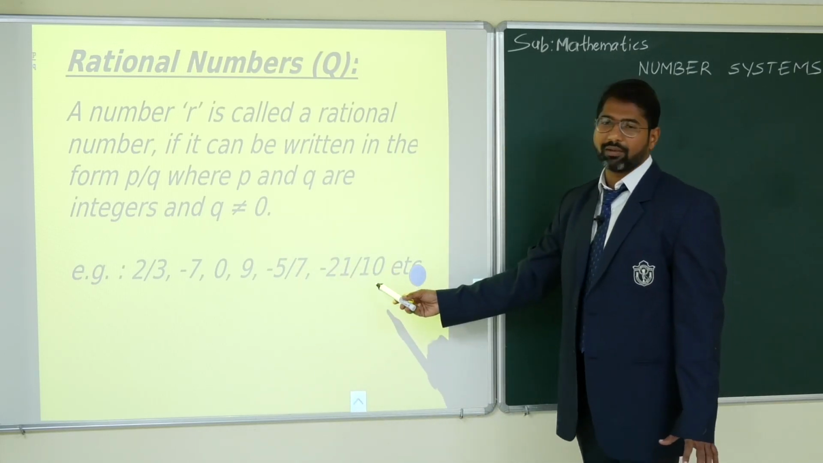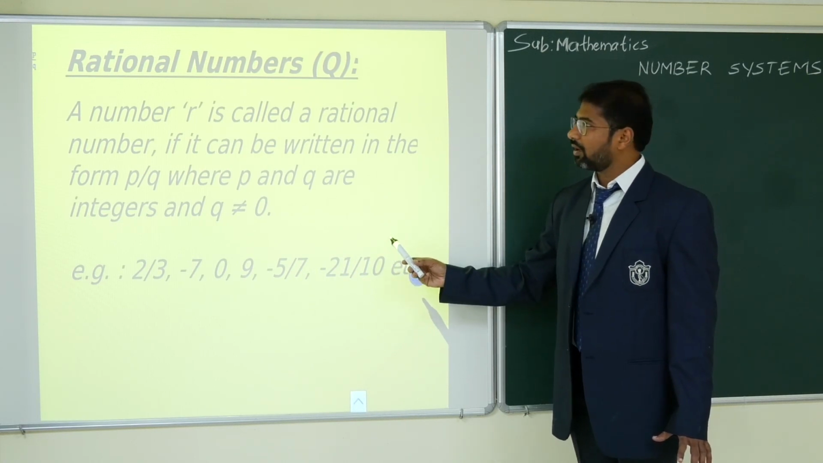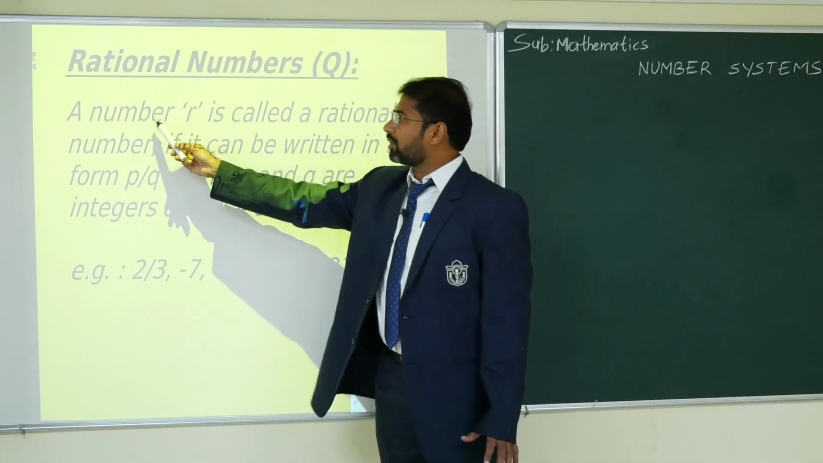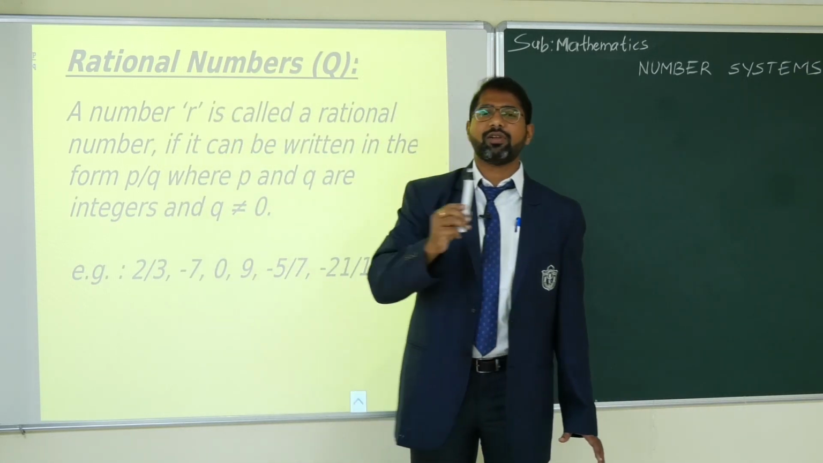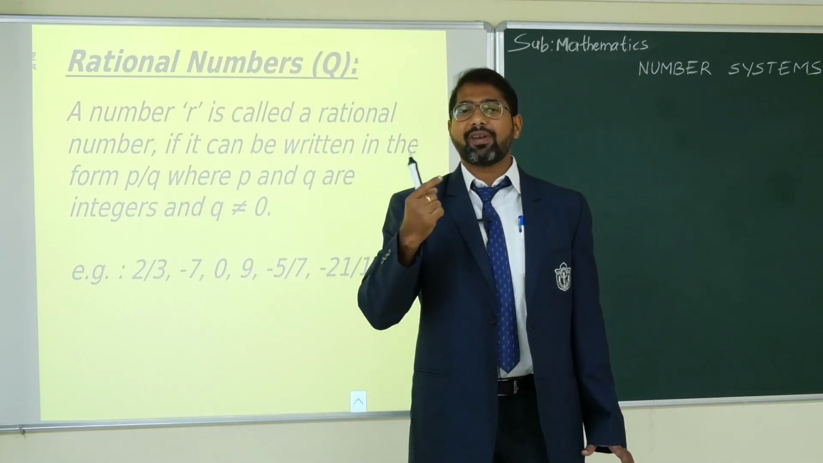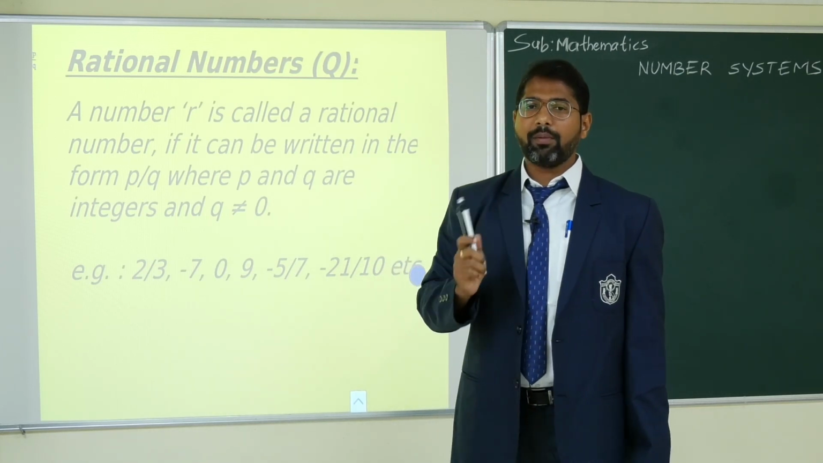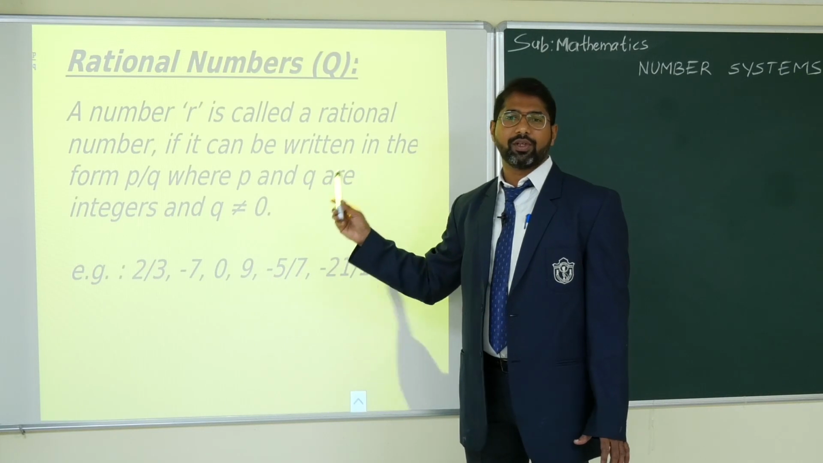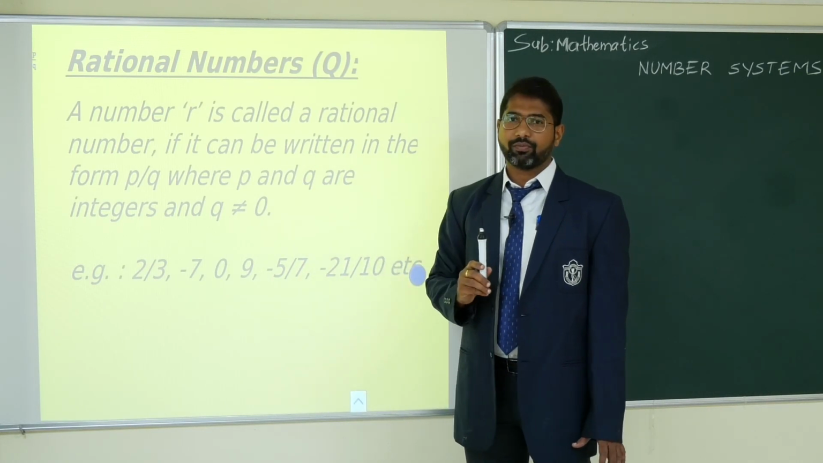You can see the next example also. I hope it's clear. Let's go to the definition once again. A number R is called a rational number if it can be written in the form P by Q, where P and Q are integers and Q is not equal to 0.